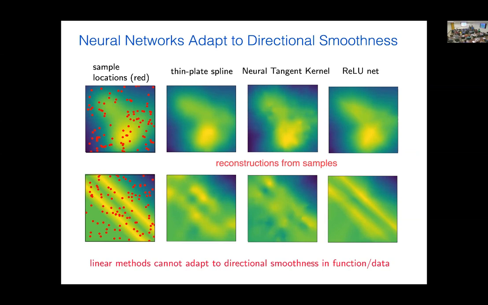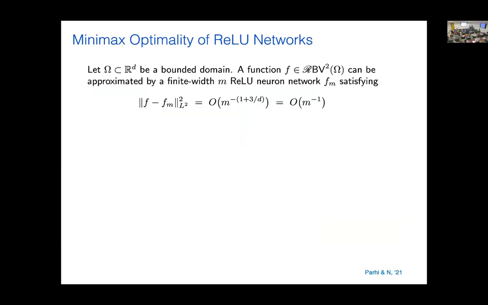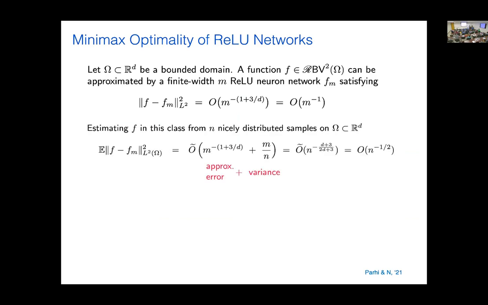But yeah, here's a little theory that explains why it is, and this is actually inspired and helped along with some of Jonathan's work. So what am I saying here? If we have one of these functions in this Radon BV2 space on some bounded domain, then we can approximate a function like that with a neural network with only M neurons in it, and we get a pretty nice approximation rate.